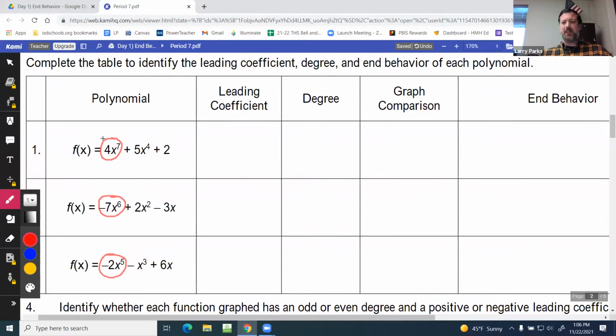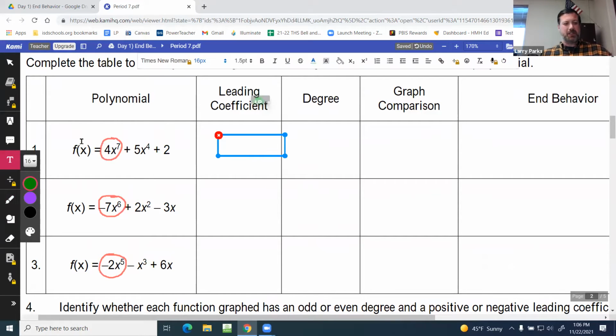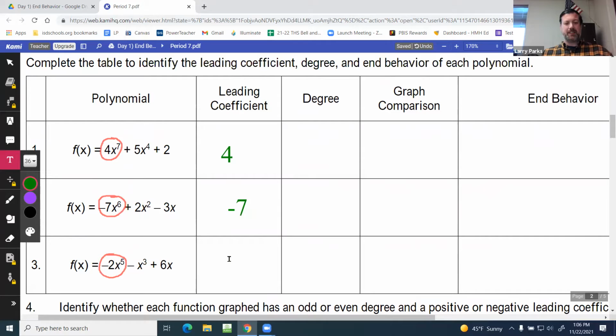So what is the leading coefficient? That would be the number in front. So here I'd say 4. Here I'd say -7. And here I'd say -2.